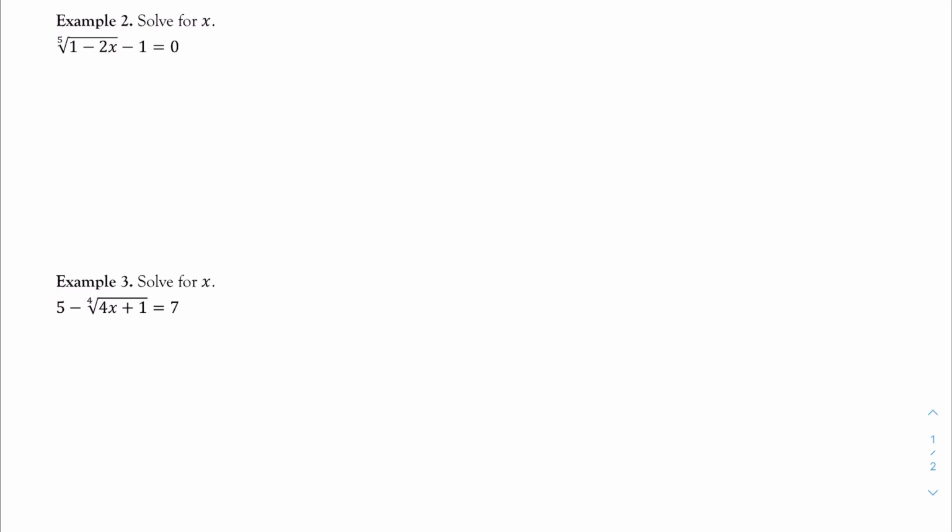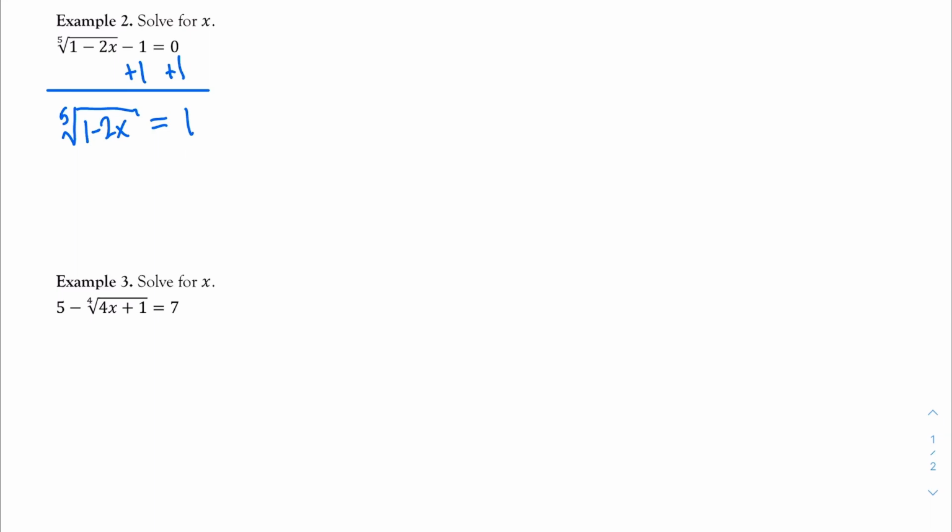Going through my steps, I need an isolated radical. In other words, I want this fifth root to be by itself. If I want to isolate my radical, let's go ahead and add 1 to the left and to the right. If I do that, I'm left with the fifth root of 1 minus 2x is equal to positive 1. Now I have an isolated radical. Now I can move on and try to get rid of my radical.